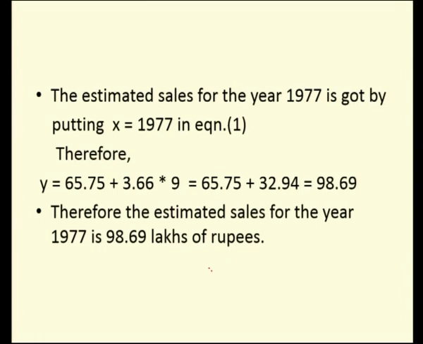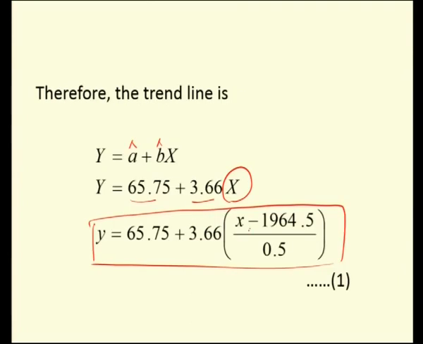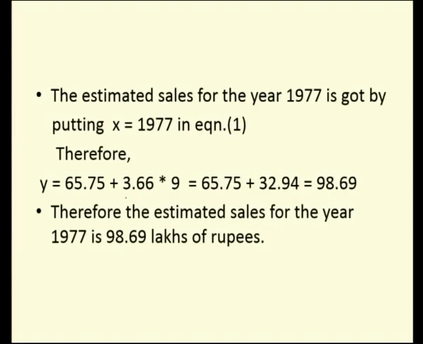The estimated sales for the year 1977 is obtained by putting x equal to 1977 in equation number 1. When you substitute for 1977, you will have 3.66. So here y is a and this gives you b. Substituting, you will get 98.69. Therefore, the estimated sales for the year 1977 is 98.69 lakhs of rupees, which solves your problem.